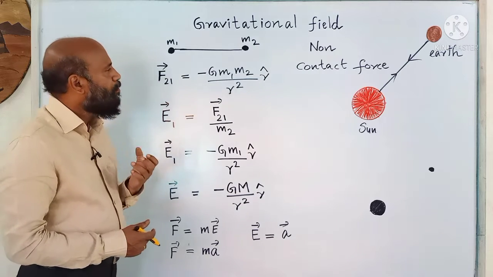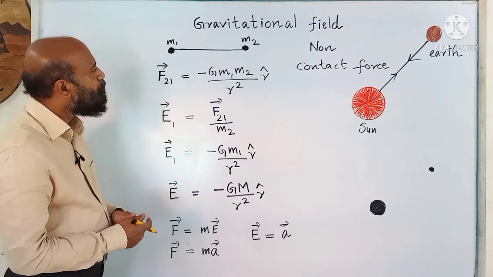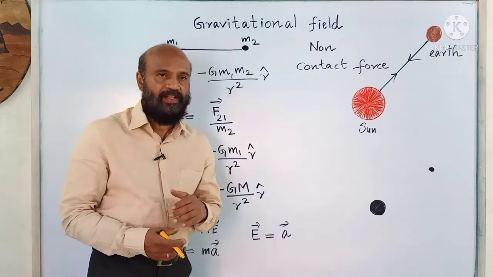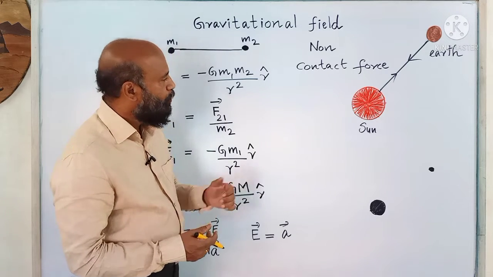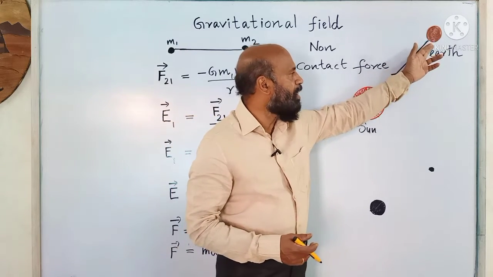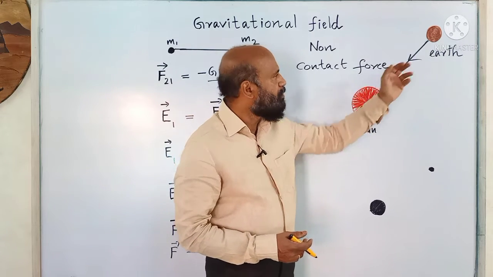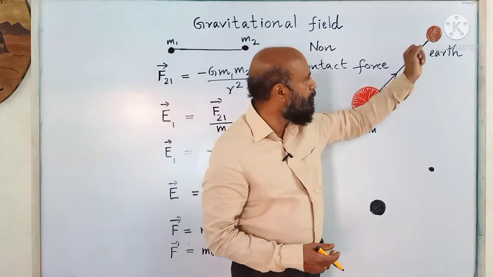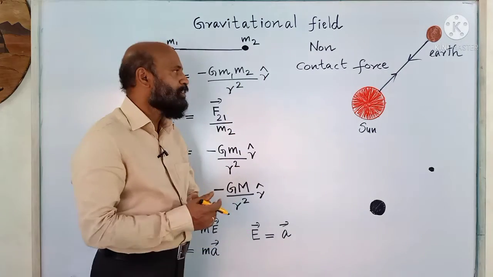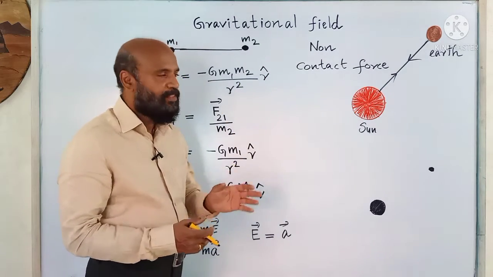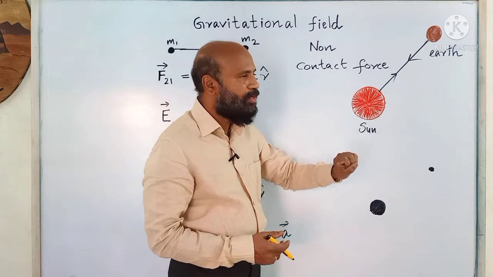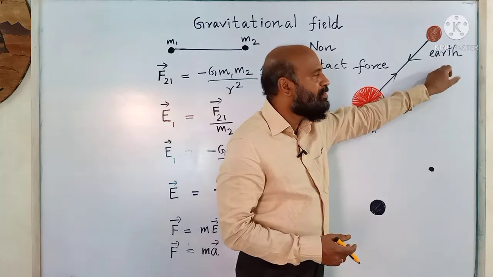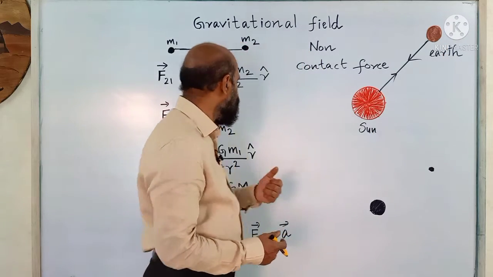Now let us see what is a gravitational field. Surrounding a mass, there is a region in which another mass will experience a force. For example, Earth is in the gravitational field of Sun. Earth is several kilometers away from Sun, even then it is influenced. So this can be explained by the field concept. Gravitational field is the space around a mass in which its influence is experienced. So here Earth is in the gravitational field of Sun.